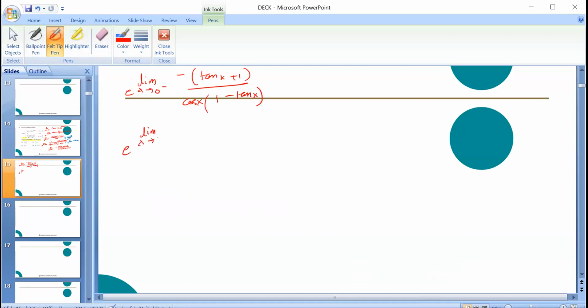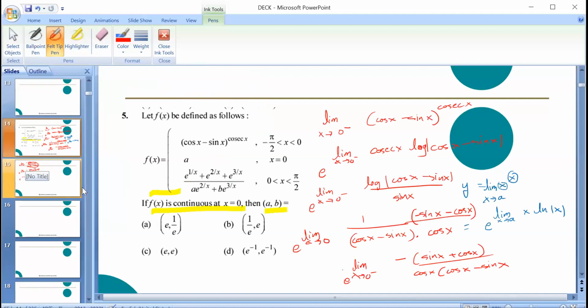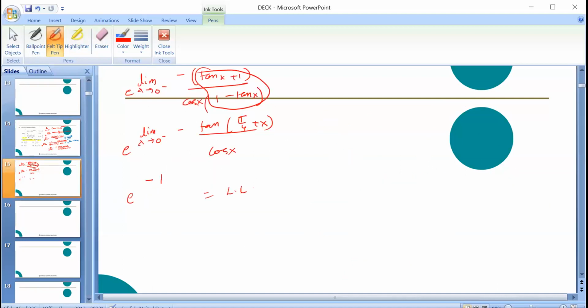Limit as x approaches 0 minus. Minus is outside. What will be this? tan of (pi by 4 plus x). This entire thing is a formula, by cos x. If you put x as 0, tan pi by 4 is 1, denominator 1. So you got e power minus 1. For what? Left limit. So this is the left limit.